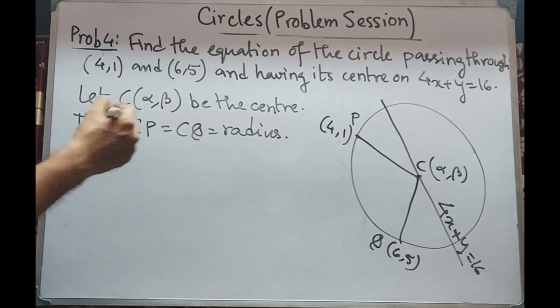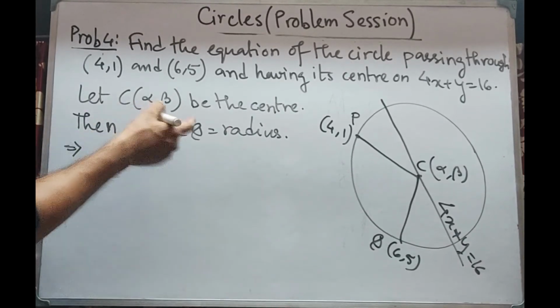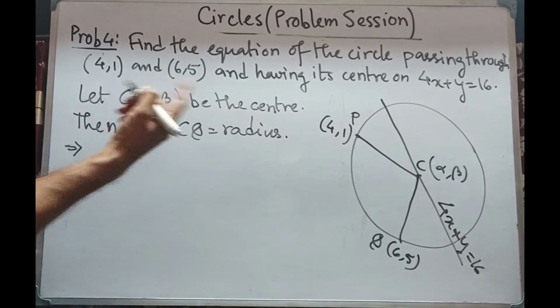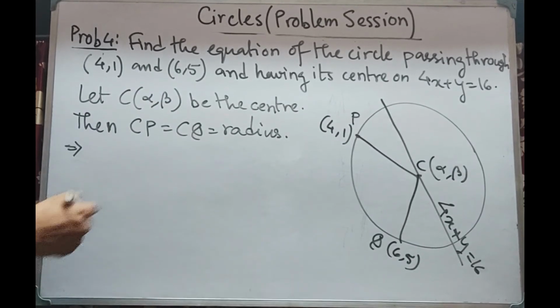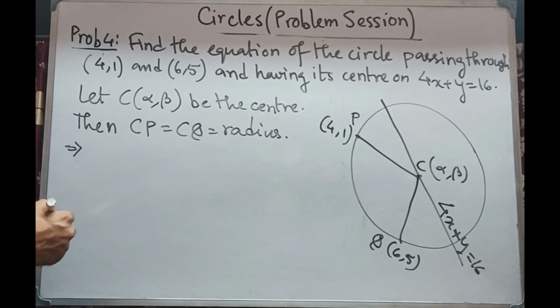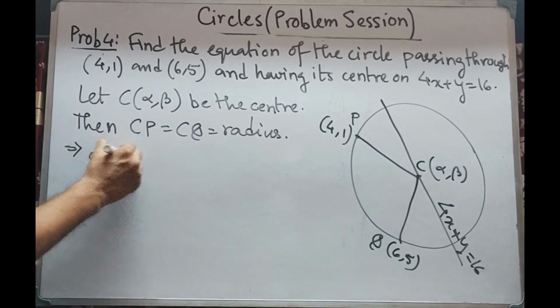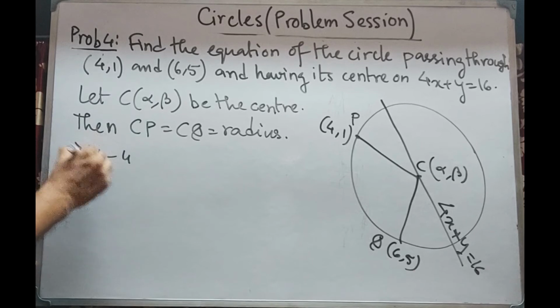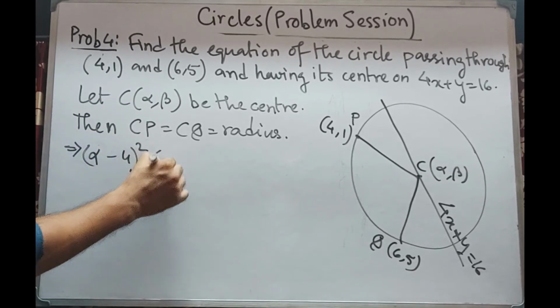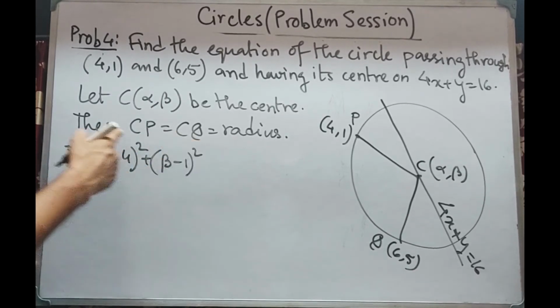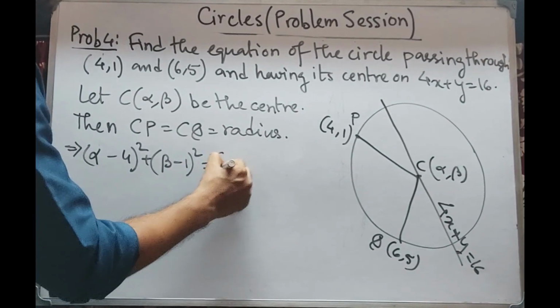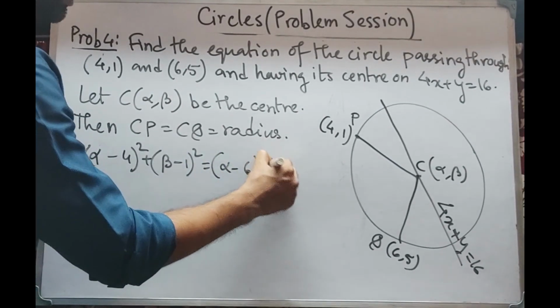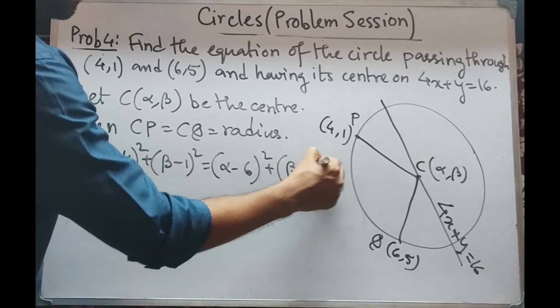Now applying the distance formula, we are taking the square here to remove the square root of the radius formula, or the distance between two points formula. So we can say (alpha minus 4) whole square plus (beta minus 1) whole square is the value of CP square, and here it is (alpha minus 6) whole square plus (beta minus 5) whole square.